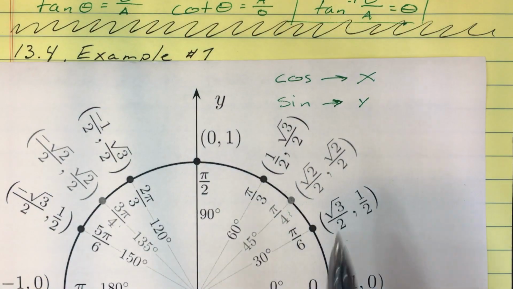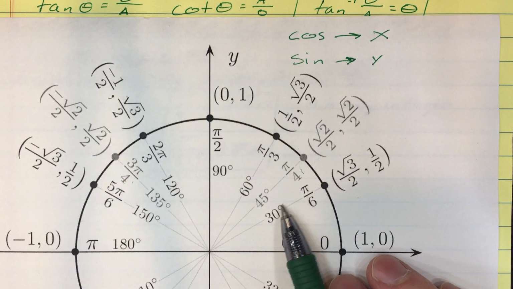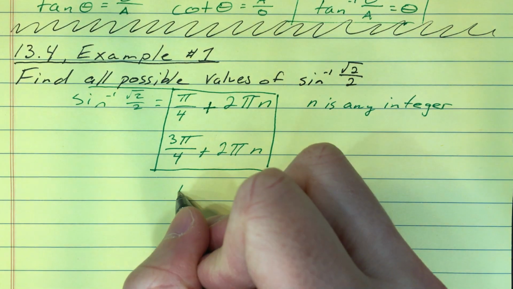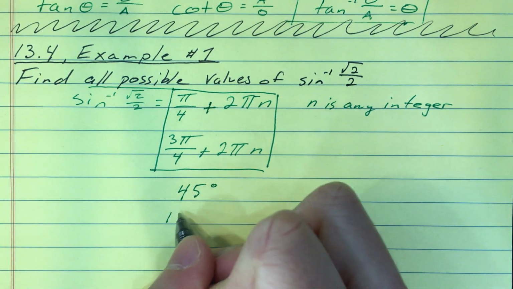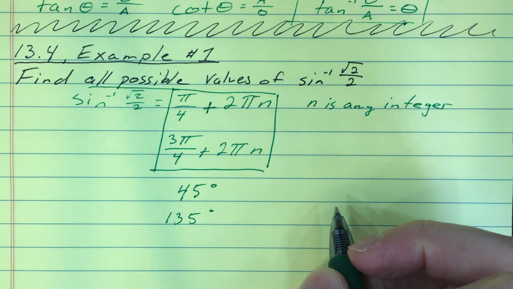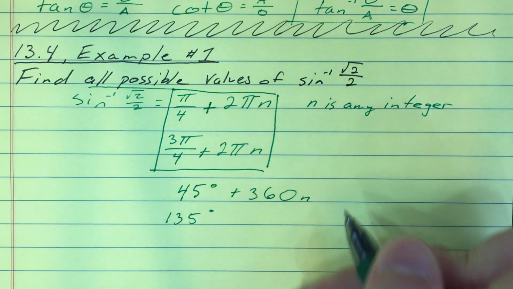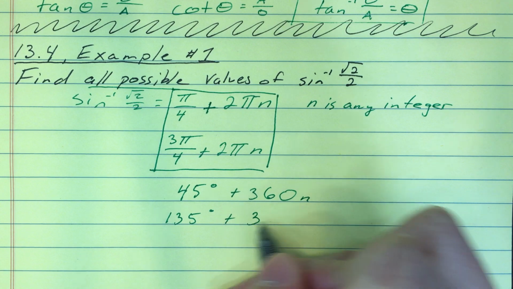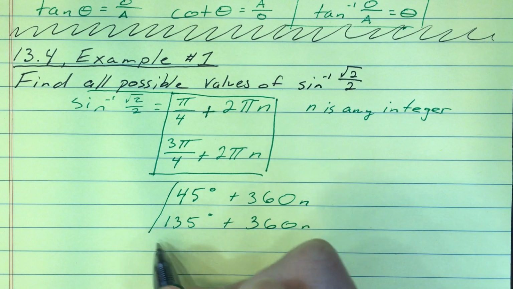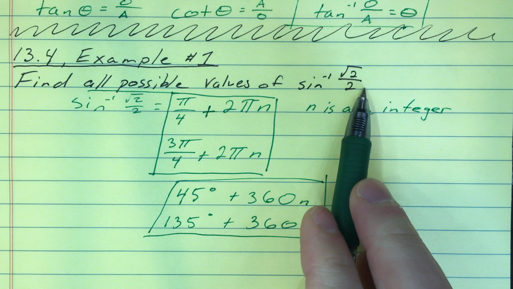You find the y values that come out to be root 2 over 2. The angles in degrees are 45 degrees and 135 degrees. And now if you're working in degrees and you want to move all the way around the circle, you would add 360. So we're going to add 360 times n for both of those original values. And so then you can have all the possible values of sine inverse root 2 over 2.